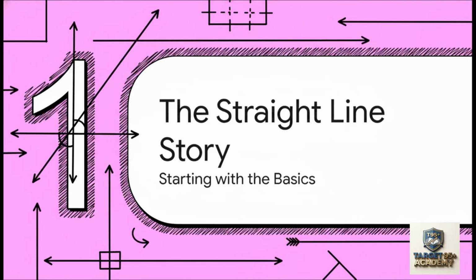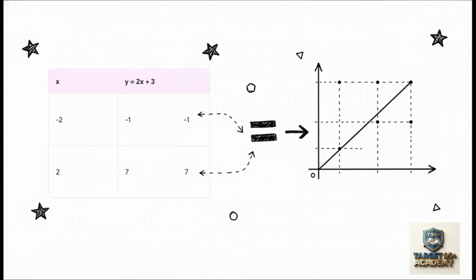We are going to start with the basics, something you've probably known for years. A good old-fashioned straight line. Trust me, this is the foundation for everything else. So if we get this, the rest is going to be a piece of cake. Remember making these little tables? All we're doing is taking a simple line like y equals 2x plus 3, and we're just plugging in some numbers for x to see what y turns out to be. So if x is minus 2, y is minus 1. If x is 2, y is 7. These points help us draw our line, and somewhere on that line, we're going to find our zero.